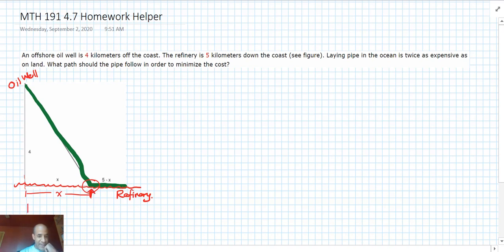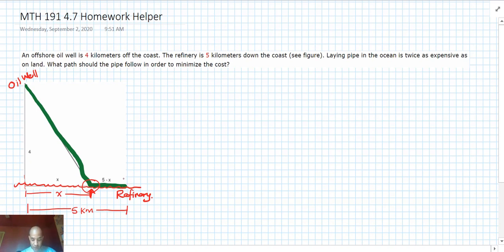And keep in mind, the entire length all the way to the refinery is our 5 kilometers. So that's why I've labeled this 5 minus X. Whatever I used up to here, this will be the rest of it, right? This will be the 5 kilometers minus however far this is. So that's 5 minus X. And we're interested in how much this path is going to cost so that we can minimize that cost.